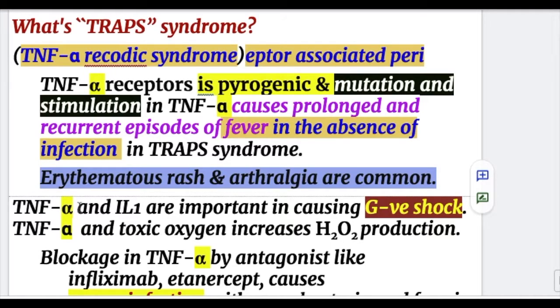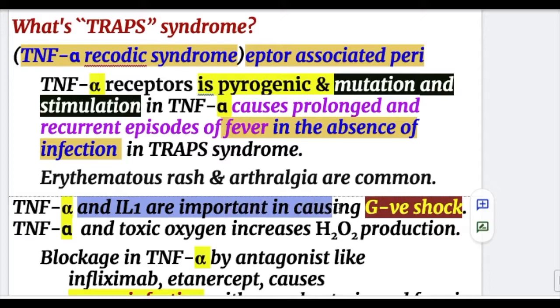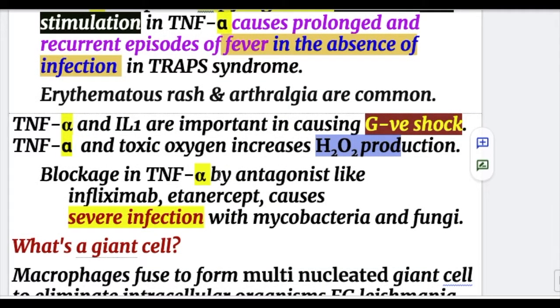TNF-alpha and interleukin-1 are important in causing gram-negative shock, and TNF-alpha and toxic oxygen increase hydrogen peroxide production. Blockade of TNF-alpha by antagonists like infliximab and etanercept causes severe infection with mycobacteria and fungi.